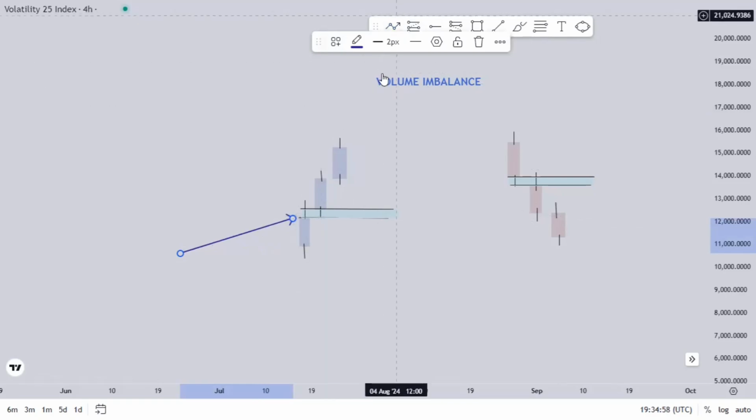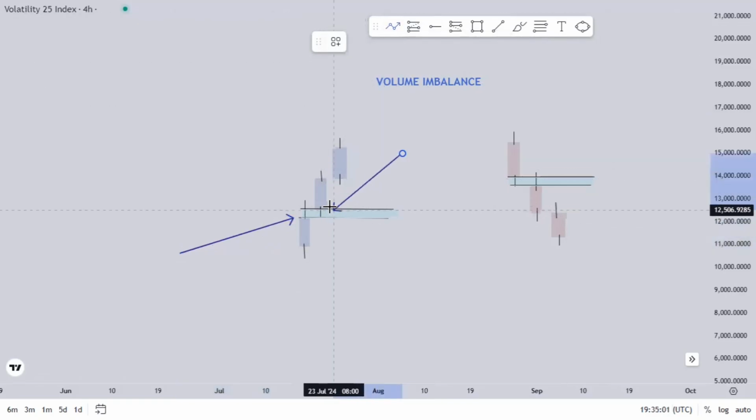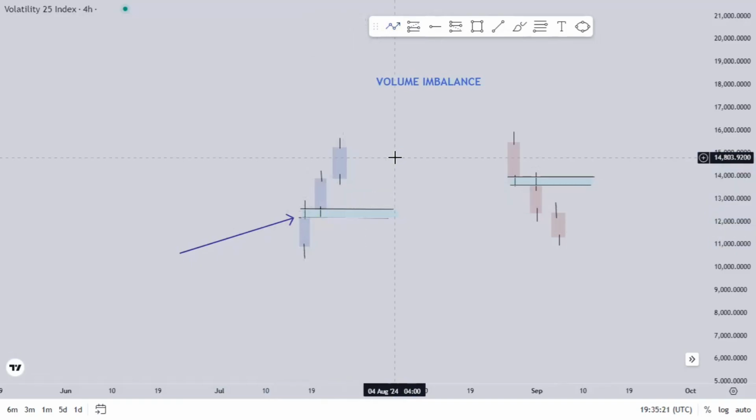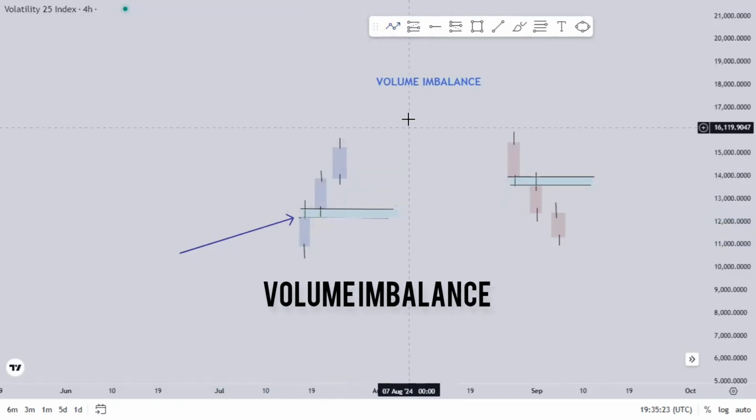Take for example, if you look at the closure of the body of this candle, it closed here, and the second candle opened up here. Meanwhile, it's supposed to open up here to close that gap. The order was launched and the candle opened up here, leaving this gap behind, although it goes on to close the gap with a wick. The gap between the body of this candle and the body of this candle is what is referred to as volume imbalance.